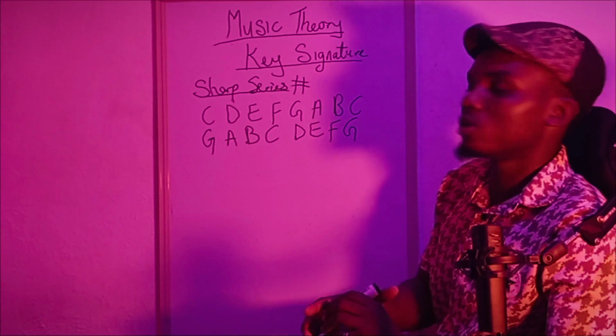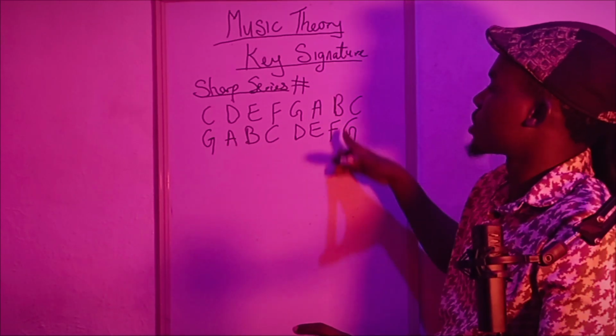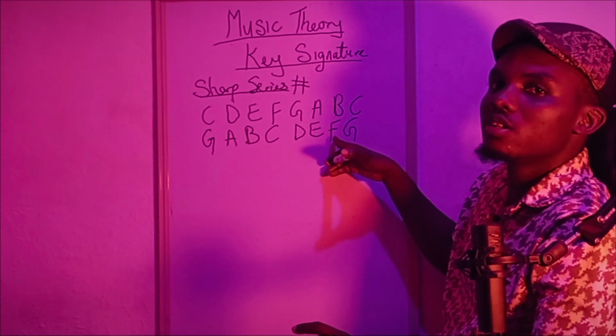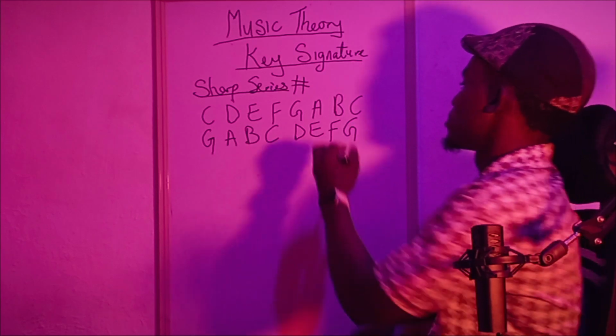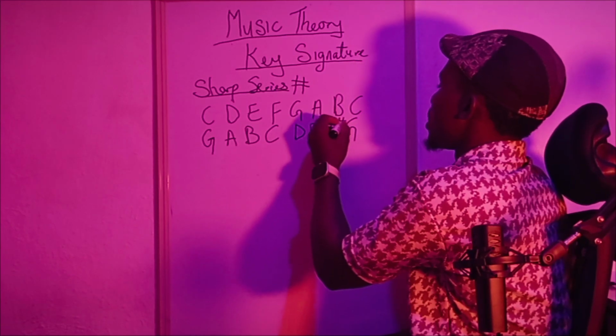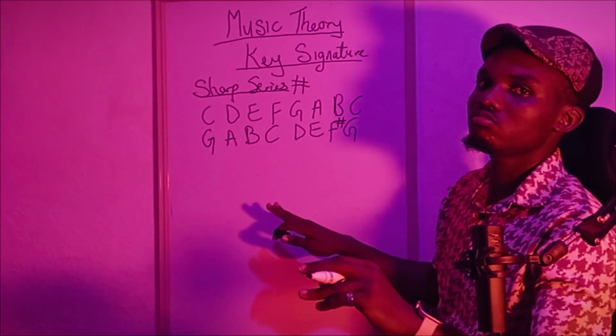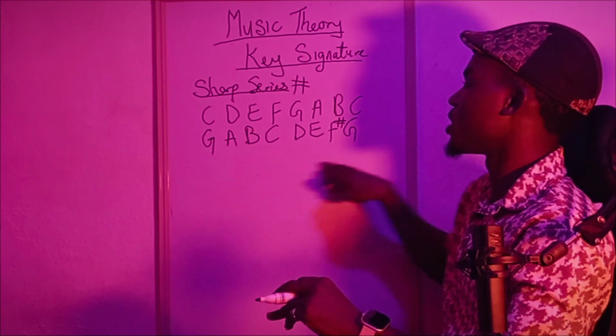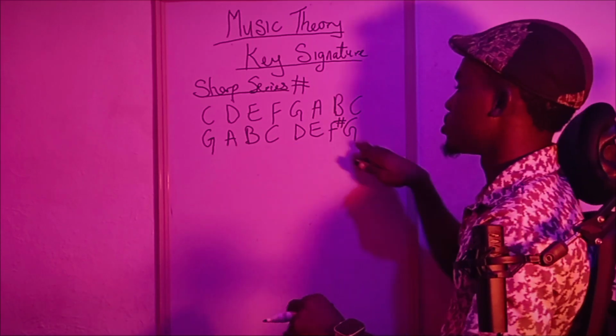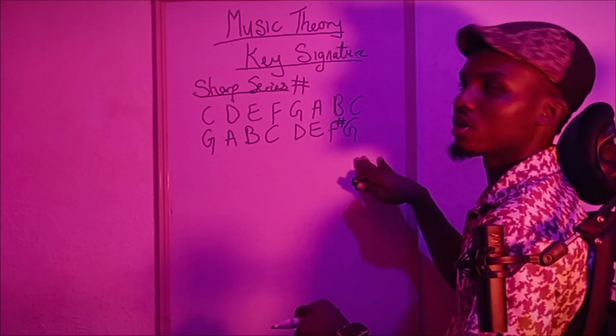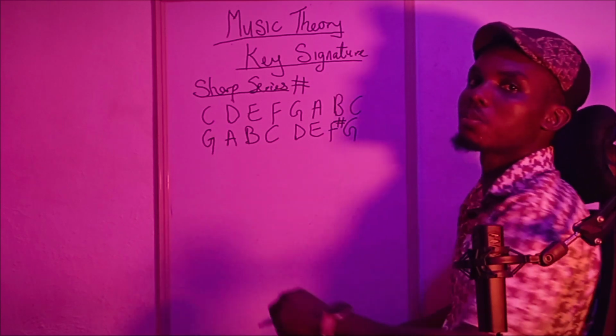So what we just have to do is we sharpen the second to the last key. Then if you look at your scale of G, you will discover that it's F that is sharpened. So G has one sharp.